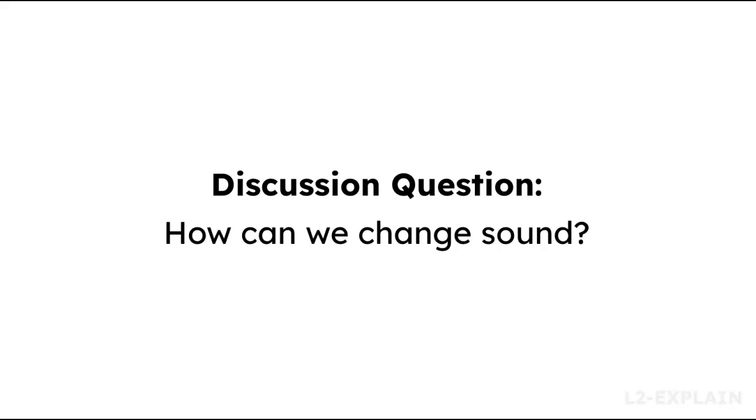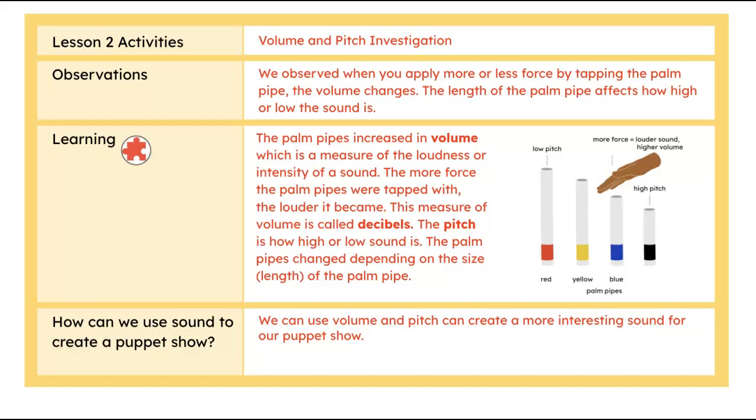For the Explain portion, you'll bring the class together and lead a discussion about students' observations about the palm pipe investigation. Use the provided questions to guide your discussion around the question, how can we change sound? The goal of this class discussion is to identify what causes the volume and pitch of a sound to change. Use the discussion to create the Lesson 2 summary chart.